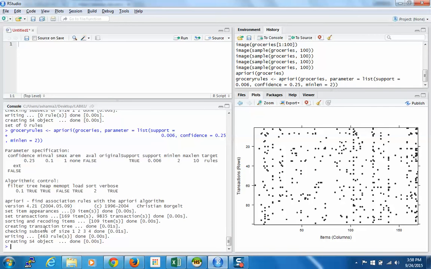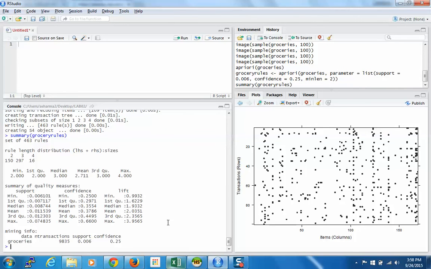And now 463 rules are generated, and those 463 rules are put into this variable called grocery rules. So we can do a similar kind of thing that we did in the past. We can do a summary on the grocery rules, and we find, okay, in the summary, it's a set of 463 rules. There are 150 rules that have two elements in them, 297 rules that have three elements in them, and then 16 rules which have four elements in them.